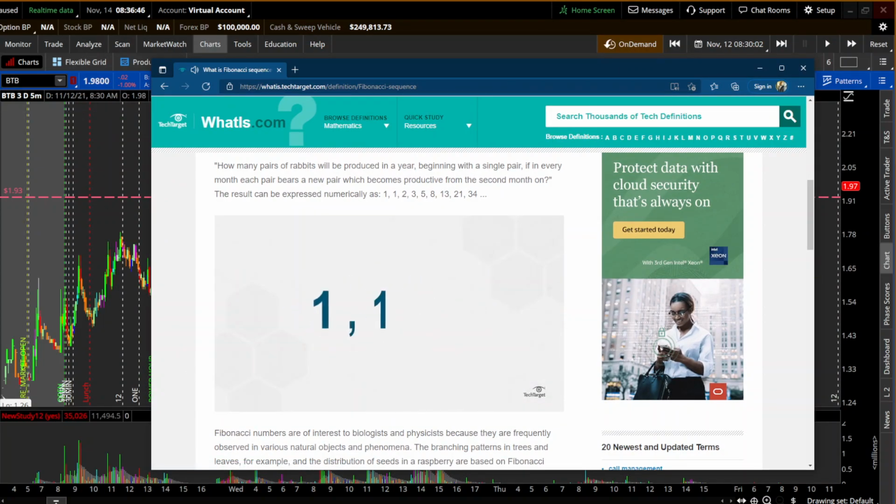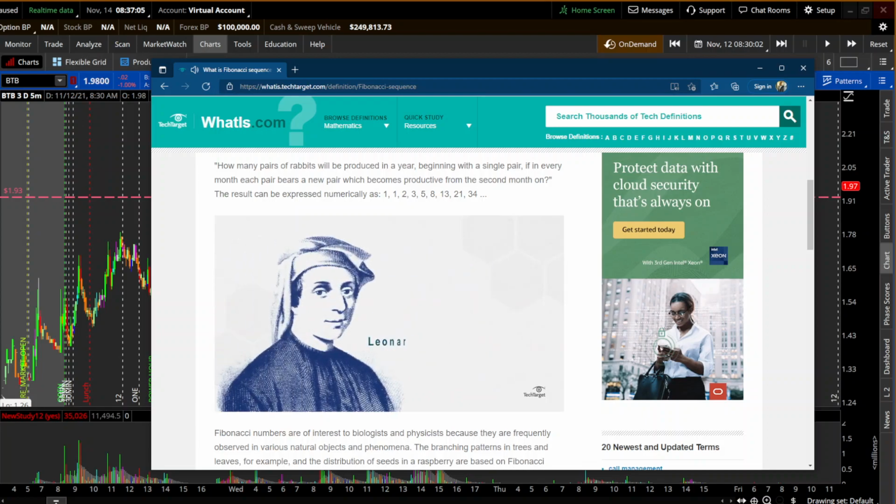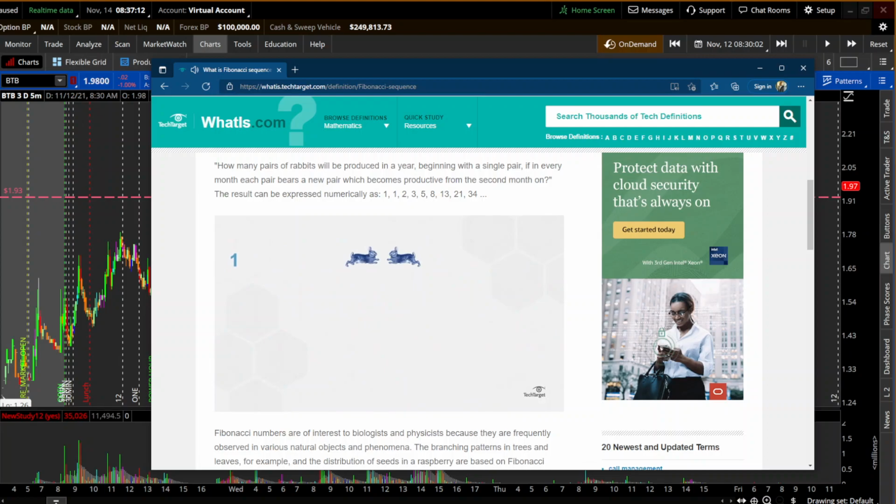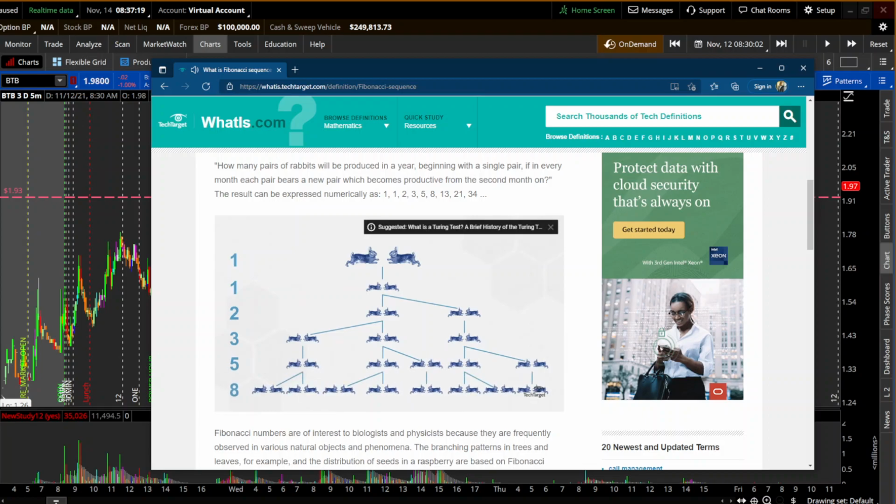The Fibonacci sequence is a set of numbers following the rule that each number is equal to the sum of the two preceding numbers. So the sequence looks like this. Visually, this creates a swirling pattern as the sequence goes on. The Fibonacci sequence is named after Italian mathematician Leonardo of Pisa, who used this sequence to illustrate a problem on breeding rabbits. How many pairs of rabbits will be produced in a year beginning with a single pair if in every month each pair bears a new pair which becomes productive from the second month on?